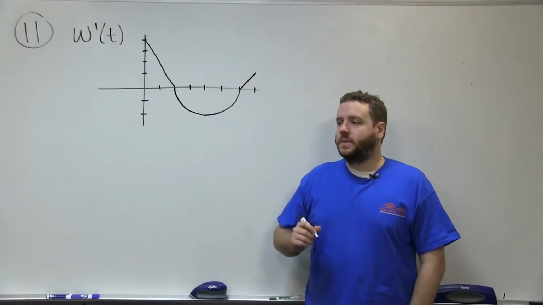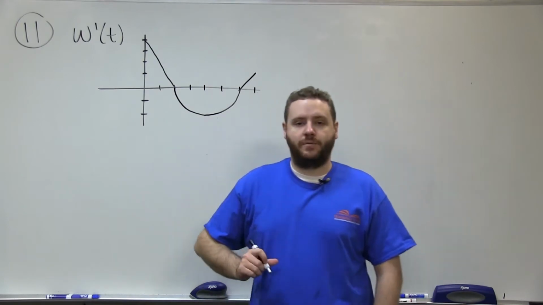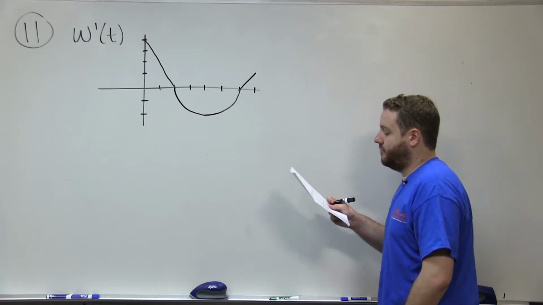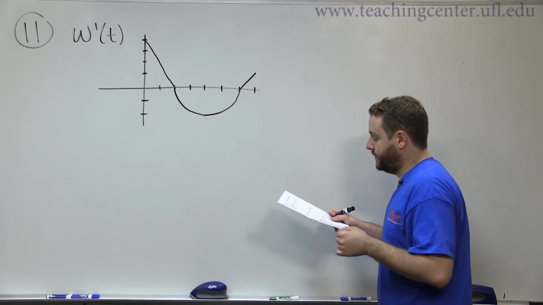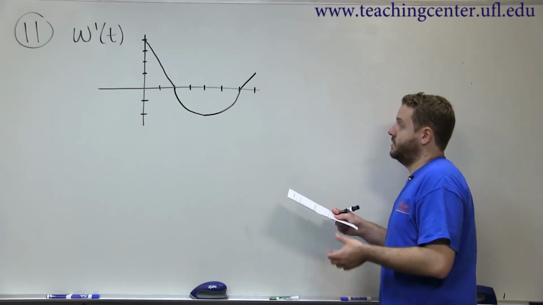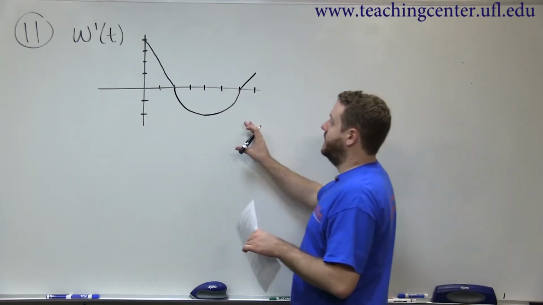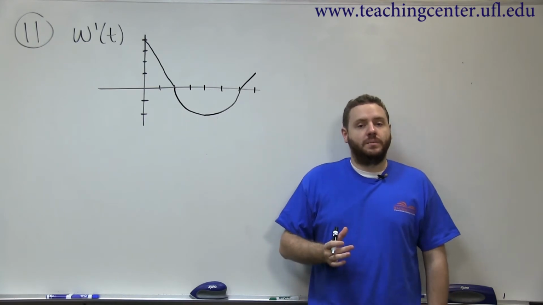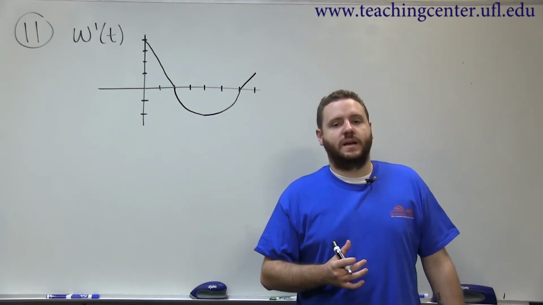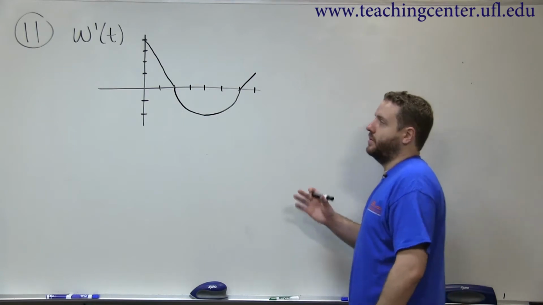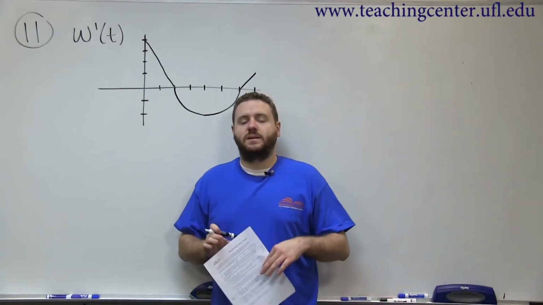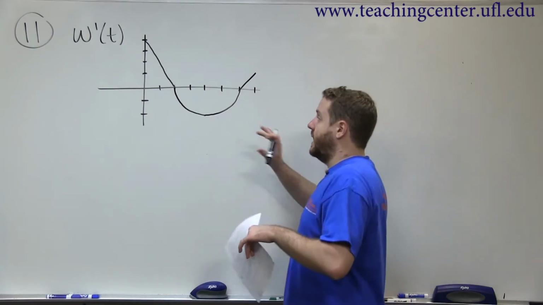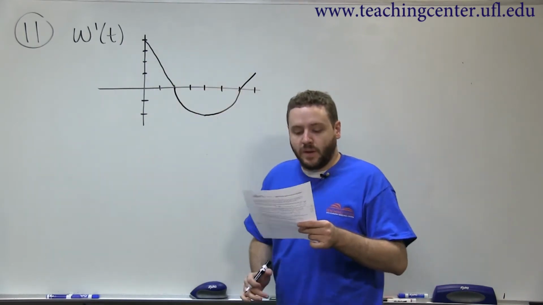In problem number 11, we have a problem where we have to read the graph of a derivative. So the graph that's given on the problem represents the rate of change, w prime. So what we're looking at here is a graph of the derivative. It's very important to get that solid because there are a lot of questions like this on the test where you're looking at a graph, but the graph you're looking at is the derivative. So you have to consider what that means. You're not looking at the function here. This is graphing the rate of change.